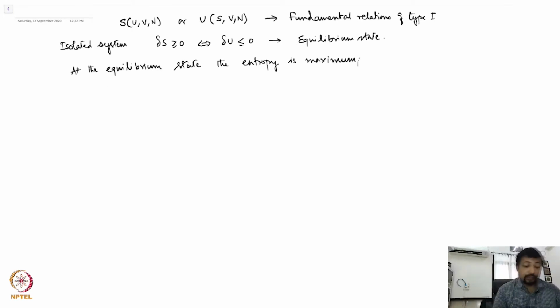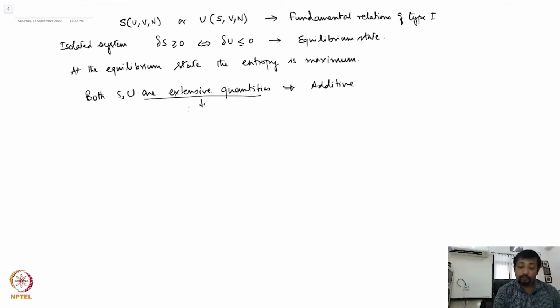Further, we also studied that both S and U are extensive quantities, which implies that they are additive. And the consequence of this extensivity is that they are homogeneous of degree 1. And since they are homogeneous of degree 1, they must satisfy the Euler relation, and the consequence of the Euler relation, this homogeneity property of the internal energy and the entropy, leads to the Gibbs-Duhem relation.